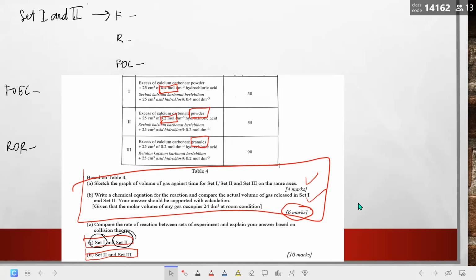Can I try? The concentration of HCl in set 2 is higher than set 1. Excellent. Okay, the concentration of hydrochloric acid in set 2 is higher than set 1. Excellent. Now you get that 1 mark there. Okay, carry on. Azman, throw the ball at somebody else.